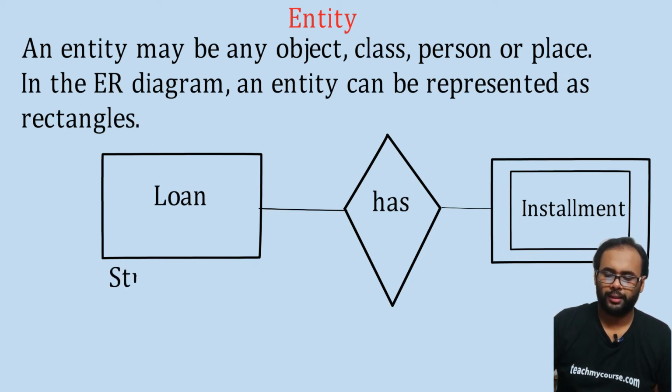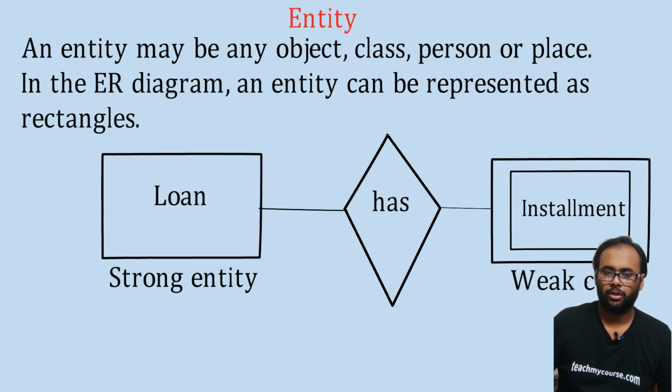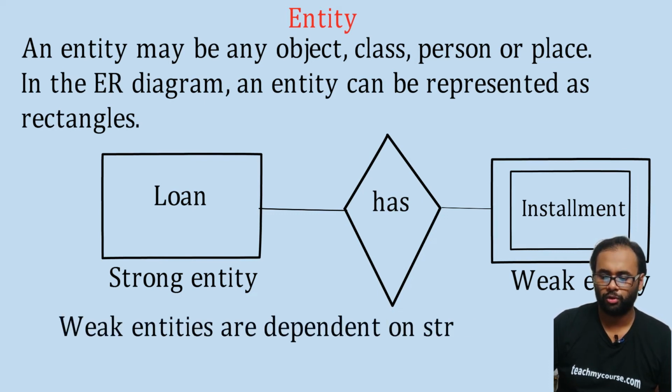Okay. So a loan has installments, we know that, and this is a strong entity because it is not dependent on anything else, while installment is a weak entity as installment depends on the amount of loan you have taken. So a weak entity is represented by a double rectangle.